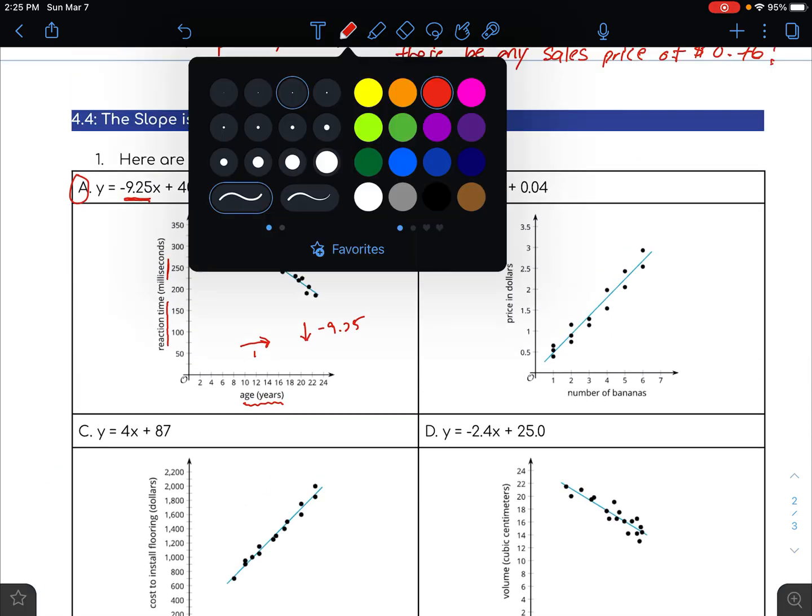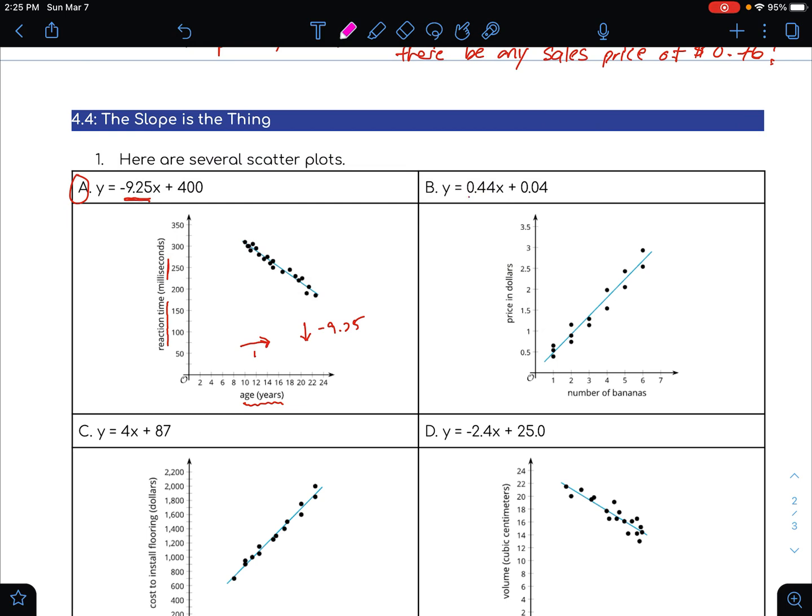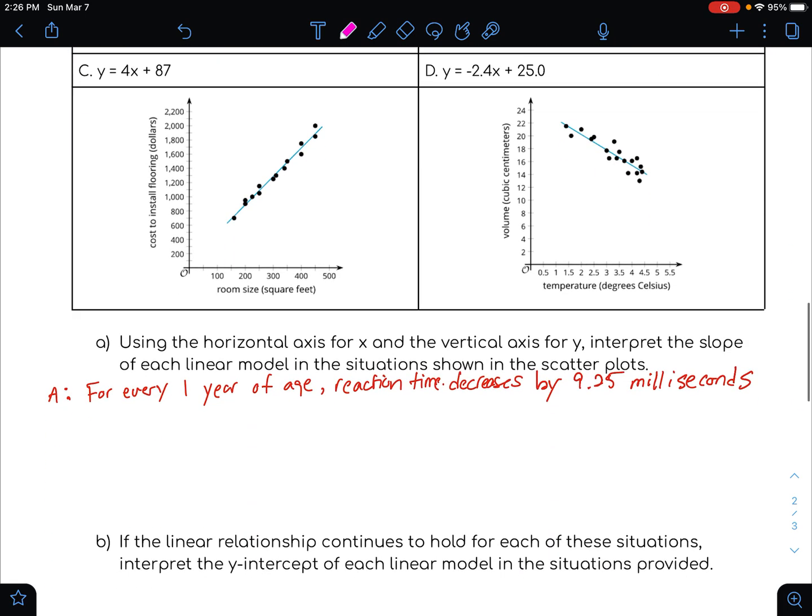All right, let's look at B. Here is our slope in B. And again, every time we go over 1, the slope is telling us what's happening to the y value. So in this case, we are increasing by 0.44. So what's on our x-axis? Bananas. So every time we have 1 more banana, the price increases in dollars. So that would be 44 cents.